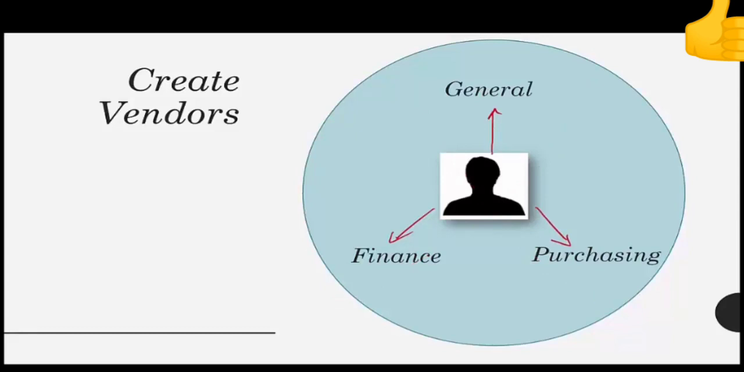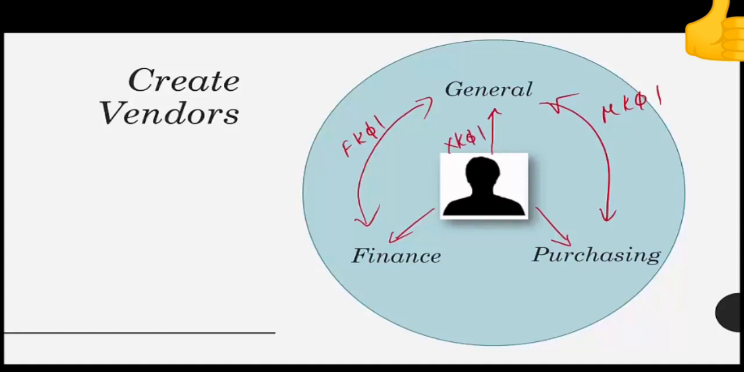And we have seen that we can create general and finance view together using FK01. And if you want to create general and purchasing view together, you can use MK01. And if you want to create all these views together, you can use XK01. Now, why do we need to have so many different transactions?